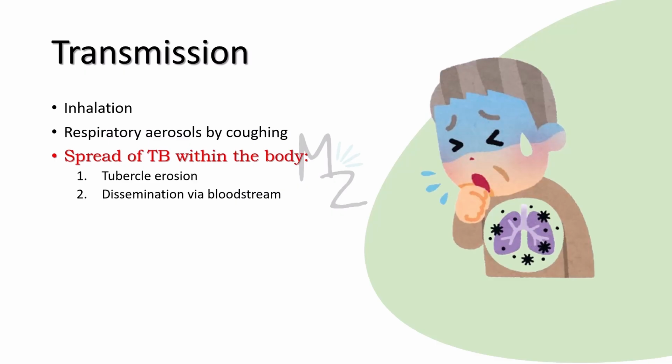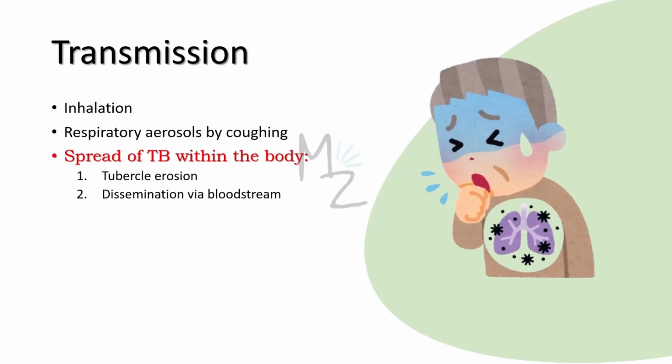Number one is tubercle erosion. A tubercle can erode into a bronchus, empty its caseous contents, and thereby spread the organism to other parts of the lungs, to the gastrointestinal tract if swallowed, and to other persons if expectorated. Don't worry, we are going to talk about these difficult terms in just a moment.